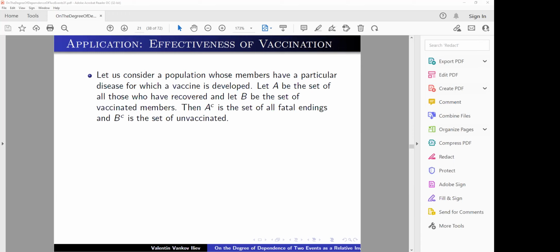And now let's consider another topic, effectiveness of a vaccination. Let's consider a population whose members have a particular disease for which a vaccine is developed. And let A be the set of all those who have recovered, and let B be the set of all vaccinated members. Then A complement is the set of all fatal endings, and B complement is the set of unvaccinated.